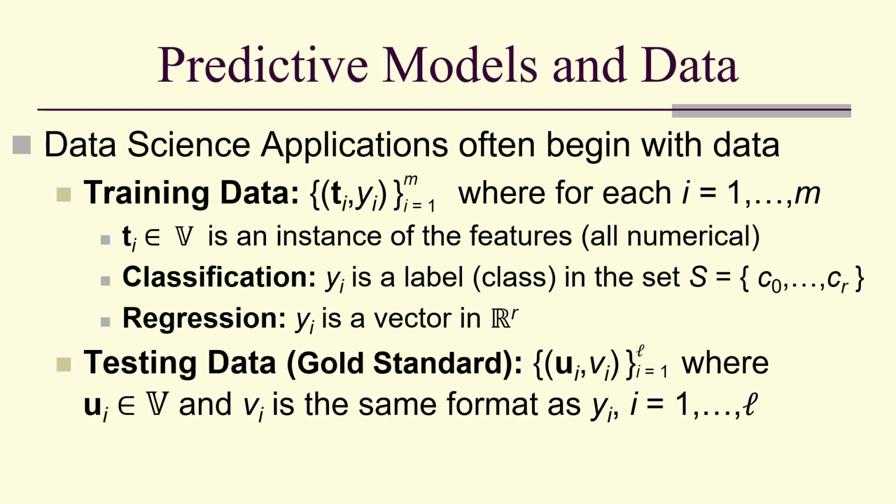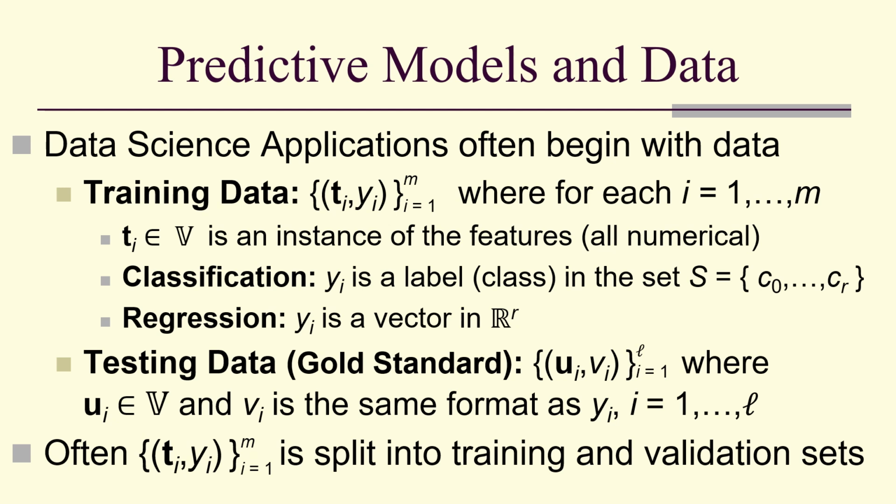Testing data is our gold standard. It's what we use to test the model once we've used the training data to create it. And typically we split the training data into training and validation sets so as to produce the best possible model.